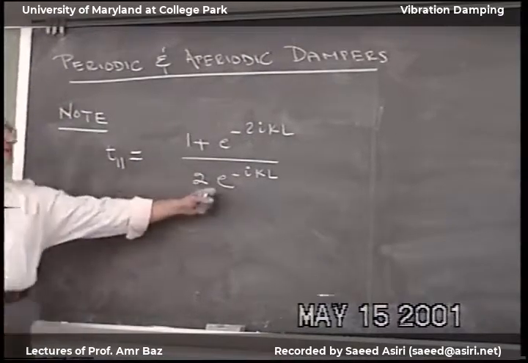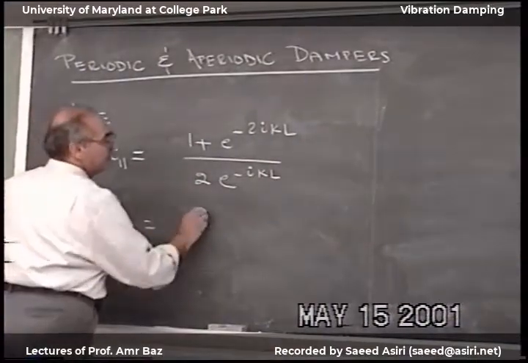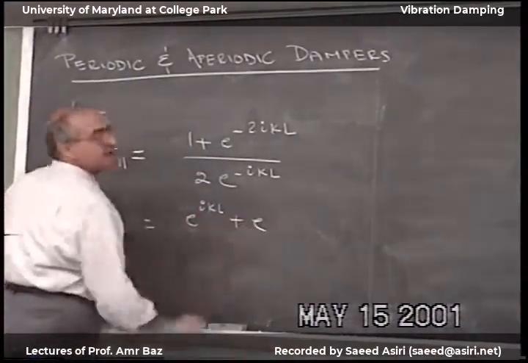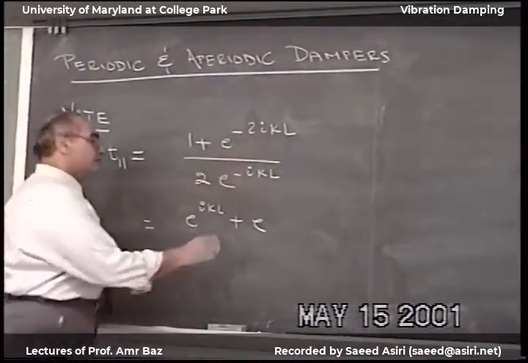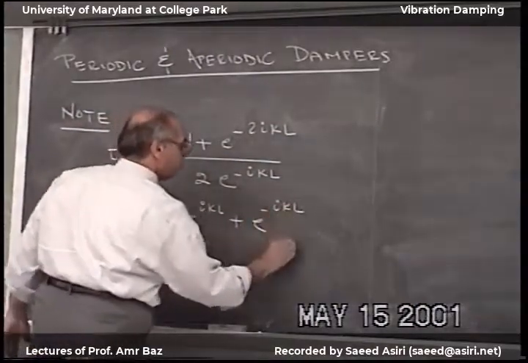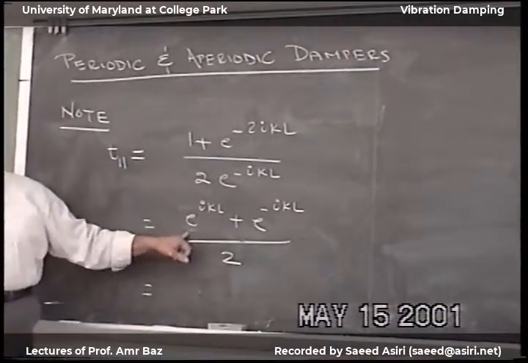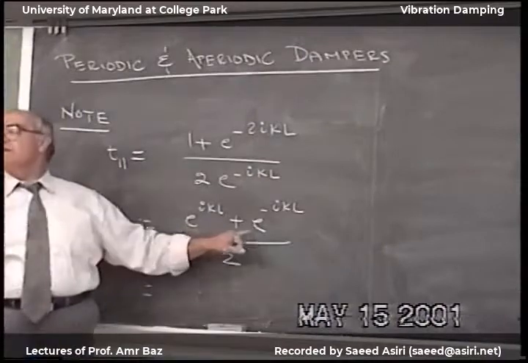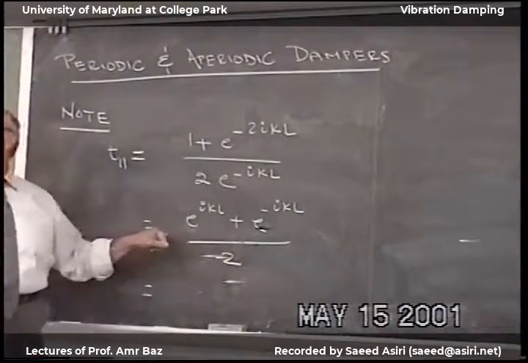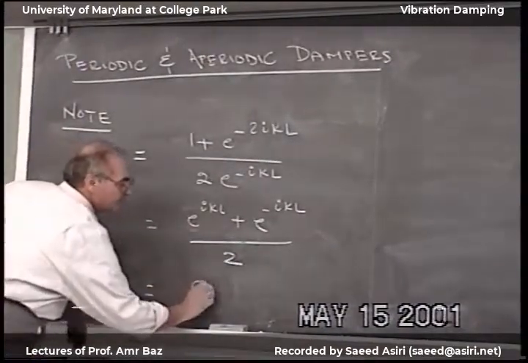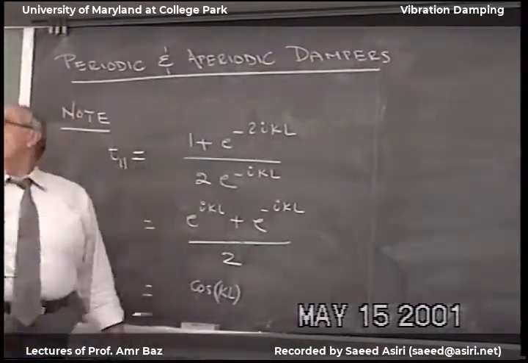Okay, now I'm going to take this and bring it to the numerator. So this becomes e to the iKL plus, because this is plus, and then I have minus 2, so this becomes e to the minus iKL divided by 2. The first term is cosine plus i sine. The second term is cosine minus i sine. So the imaginary will drop, and then this will be just cosine KL. And the other off-diagonal term is the same story.